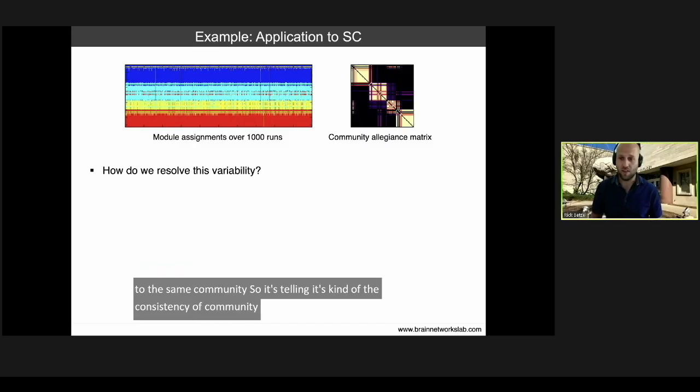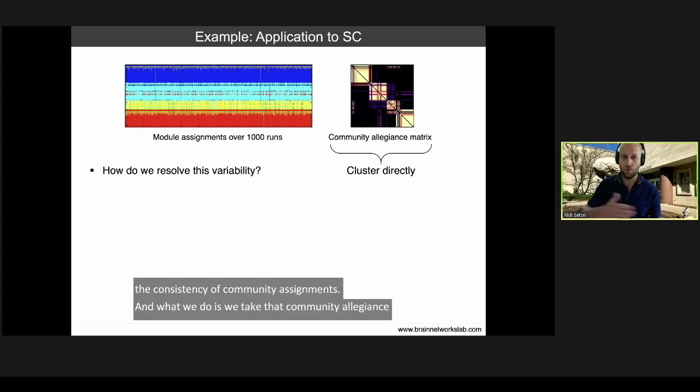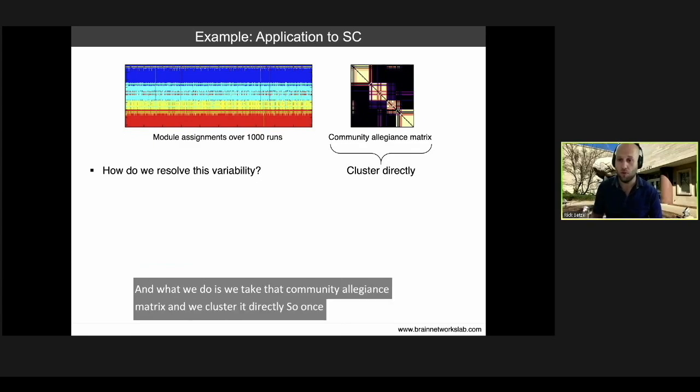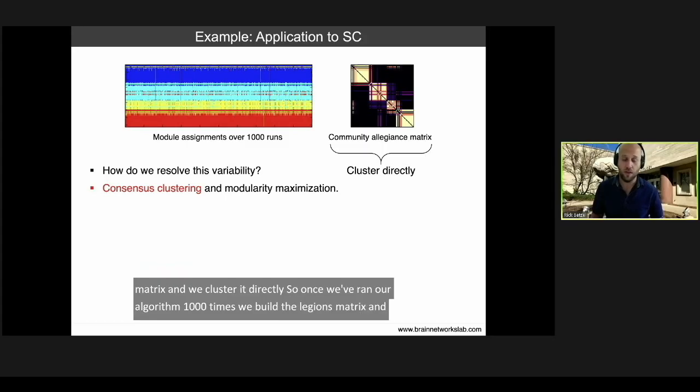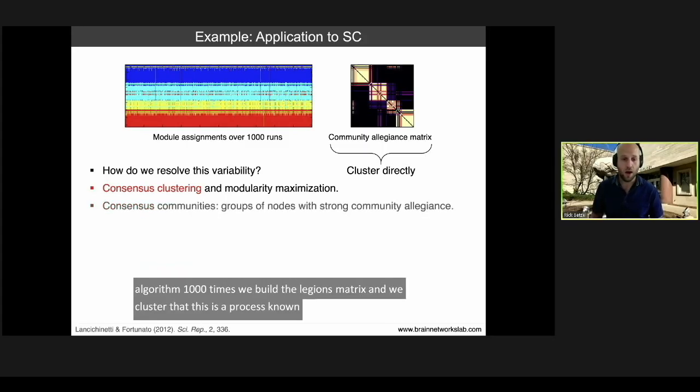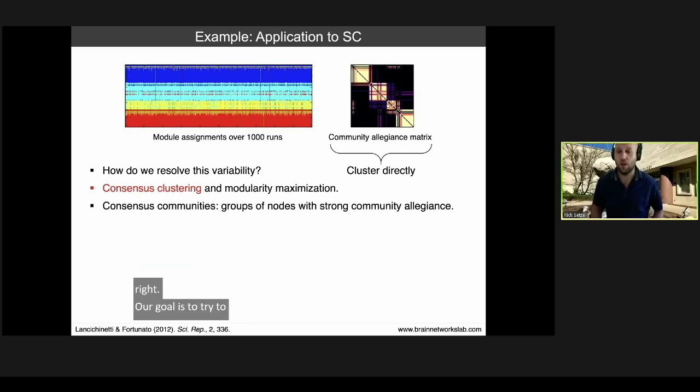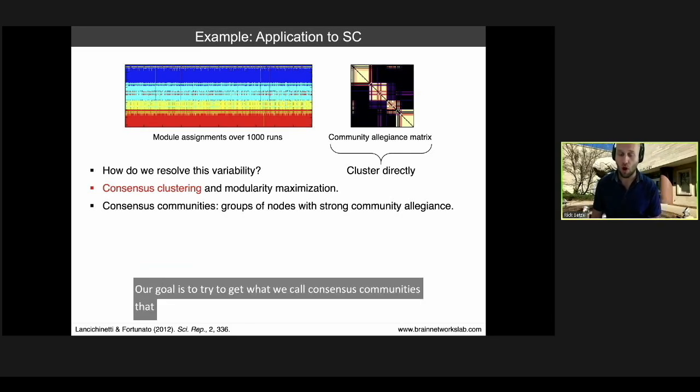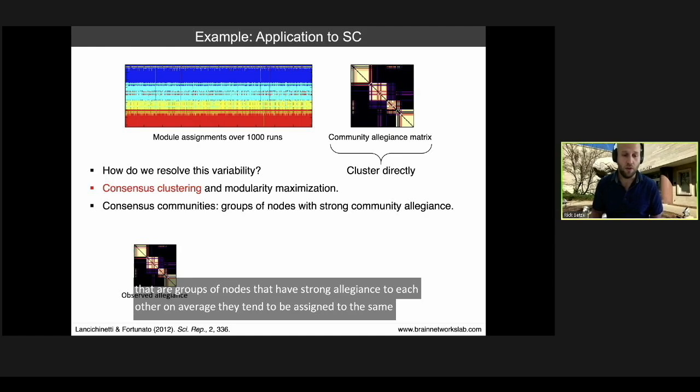And what we do is we take that community allegiance matrix and we cluster it directly. So once we've run our algorithm 1,000 times, we build the allegiance matrix and we cluster that. And this is a process known as consensus clustering, right? Our goal is to try to get what we call consensus communities, that are groups of nodes that have strong allegiance to each other on average. So they tend to be assigned to the same community frequently. And it's really simple to do this.